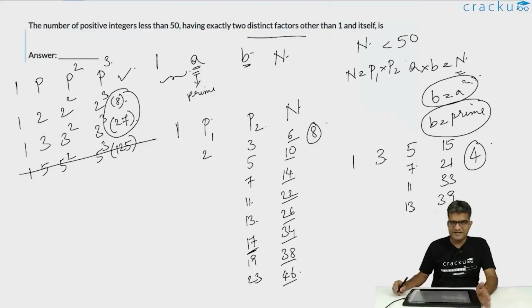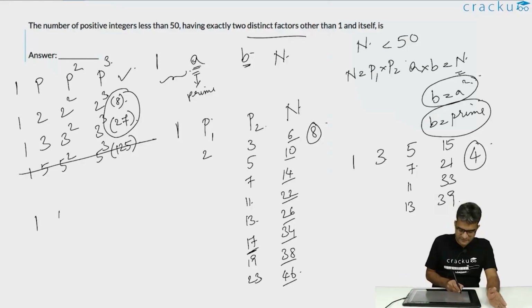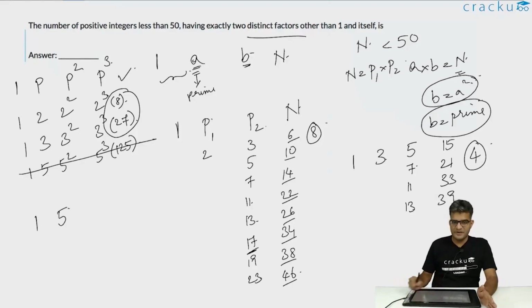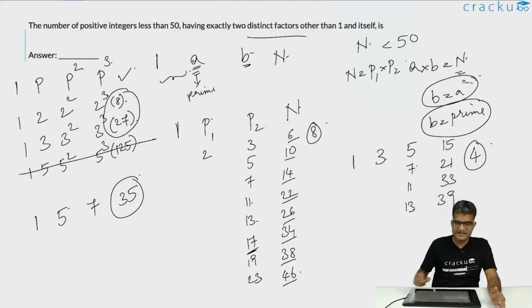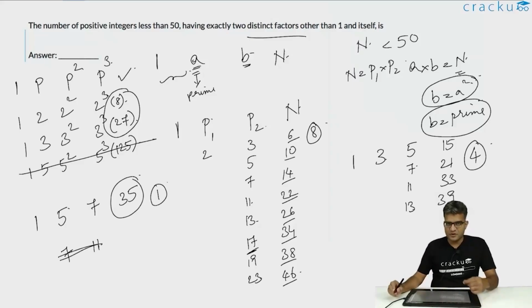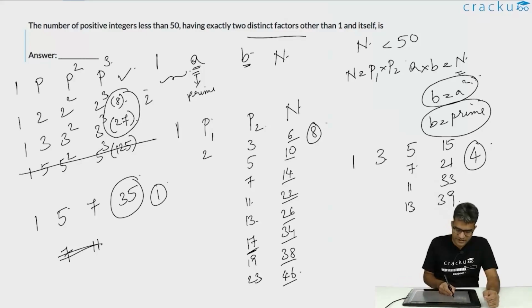What will happen when p1 is 5? So we have 1, 5, and the second prime number p2 has to be 7. The next prime number is 11. 5 into 11 is 55, which is greater than 50. So this will be 35. So the value that n will take is 35. If the first prime number is 7 and the second prime number is 11, the product itself is 77. So this can be cancelled. So the total number of values is 2 over here.